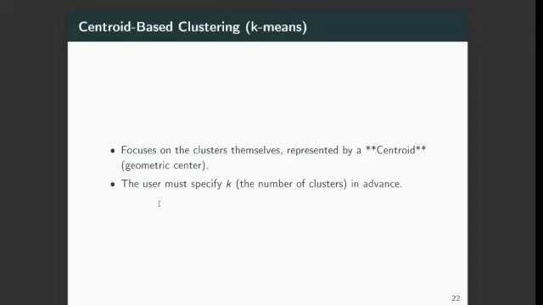And now we introduce k-means clustering. This method focuses on the clusters themselves, each represented by a centroid, which is a geometric center. Unlike hierarchical clustering, in k-means clustering the user must specify the number of clusters in advance. So you have to decide how many clusters you want.